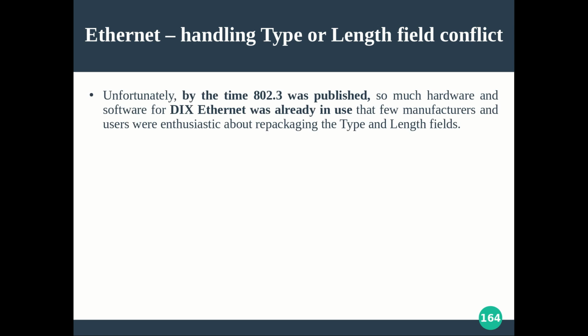Unfortunately, by the time 802.3 was published, so much hardware and software for DIX Ethernet was already in use. So already this DIX was in use. Few manufacturers and users were enthusiastic about the repackaging of the type and length field. They were concerned that when it is changed to the length field, how things would work, because so far everyone is depending on the DIX standard. When it is changed to 802.3, how can the differences be handled?